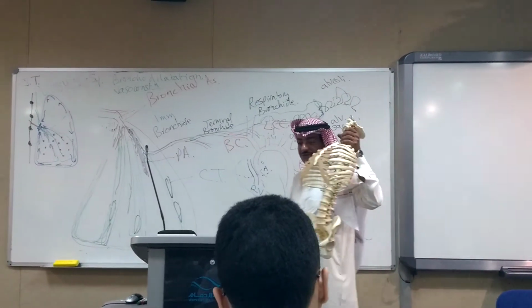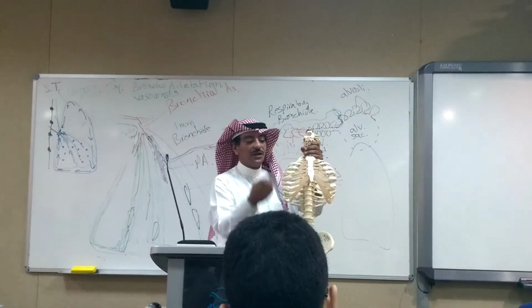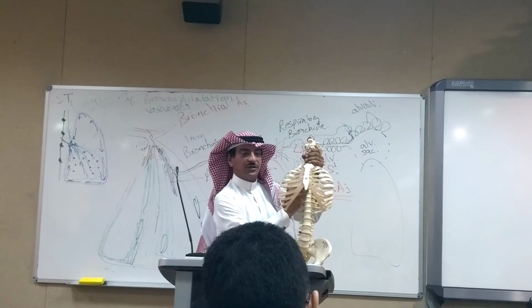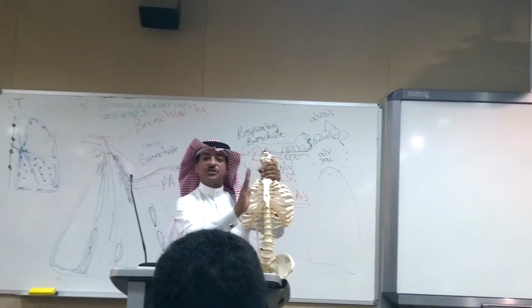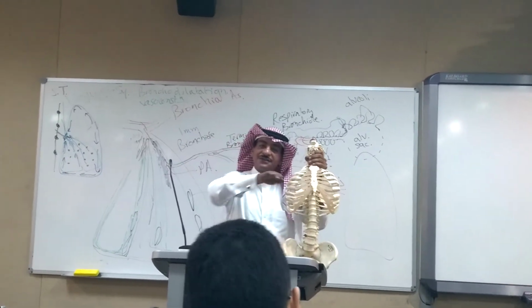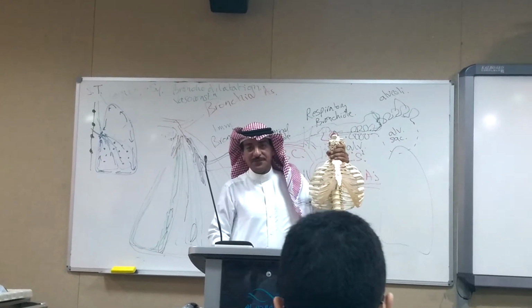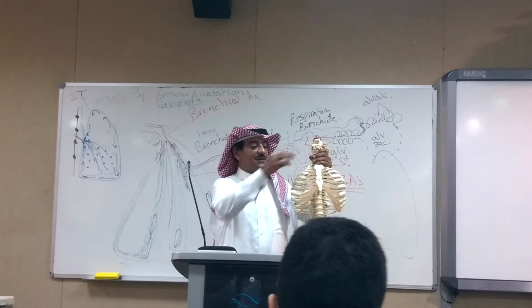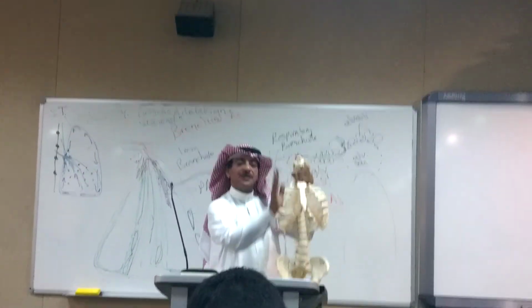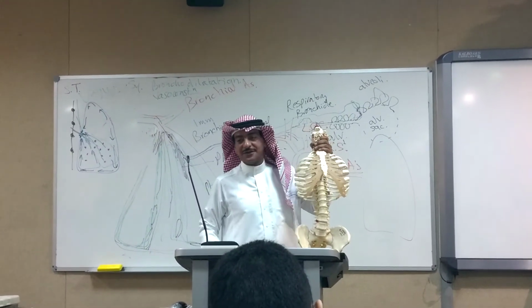The parietal pleura extends into the root of the neck, lines the thoracic cage, forms the lateral margin of the mediastinum, and covers the diaphragmatic surface, the thoracic surface of the diaphragm. Therefore, it consists of four parts: cervical, costal, mediastinal, diaphragmatic.